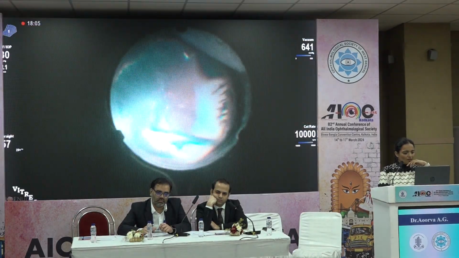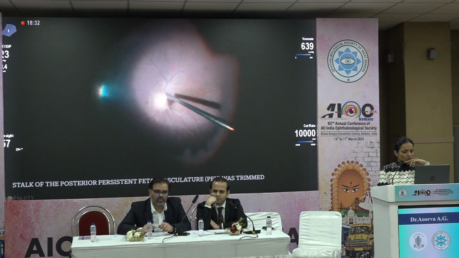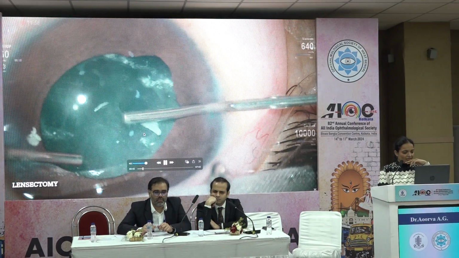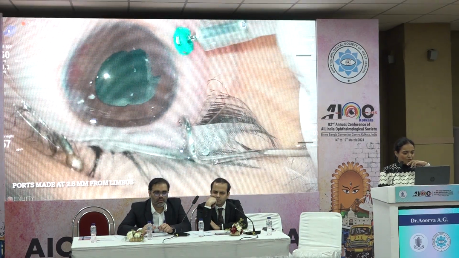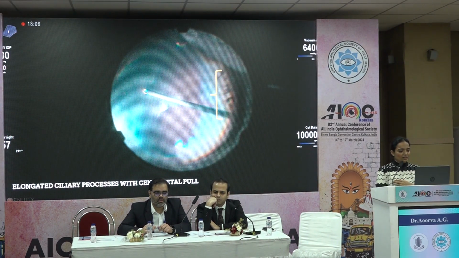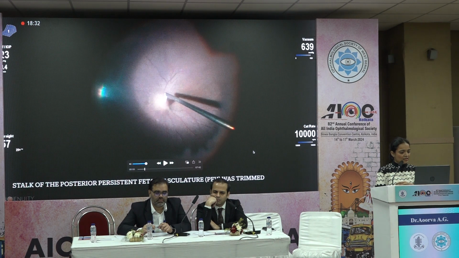So now we know the follies that can happen when we go in thinking it's an RD case, but it turns out to be a PFV case. You can see the retina is almost pristine. I'll just keep replaying because these are too short to watch. The retina is looking so good. There are elongated ciliary processes with a centripetal pull. This is when we have to be very careful of one particular anatomy of the retina in these cases. This is of course the stalk of the posterior persistent fetal vasculature.